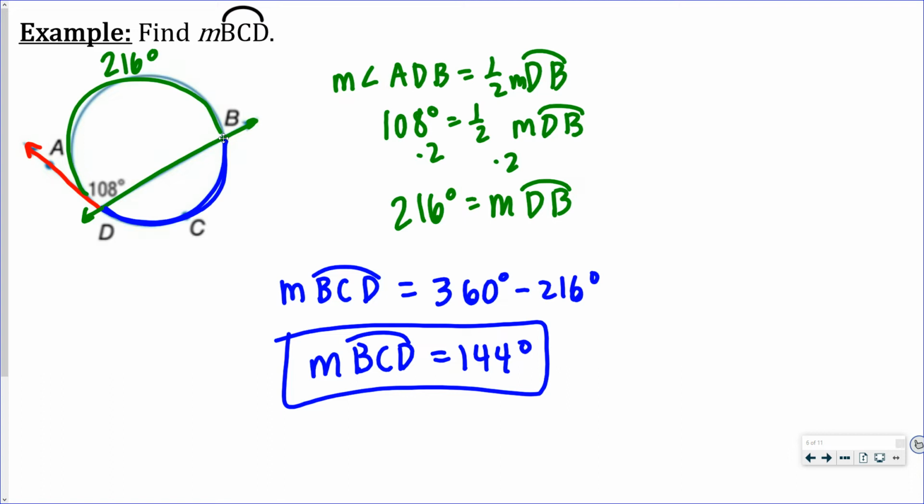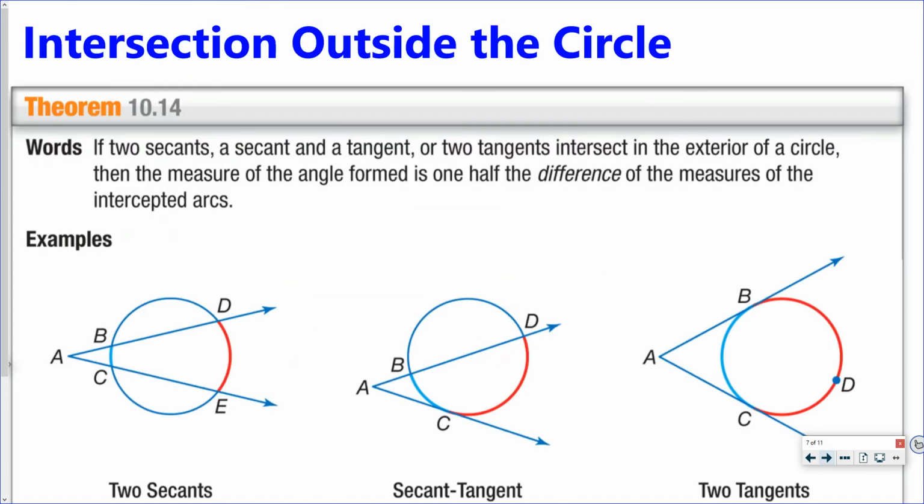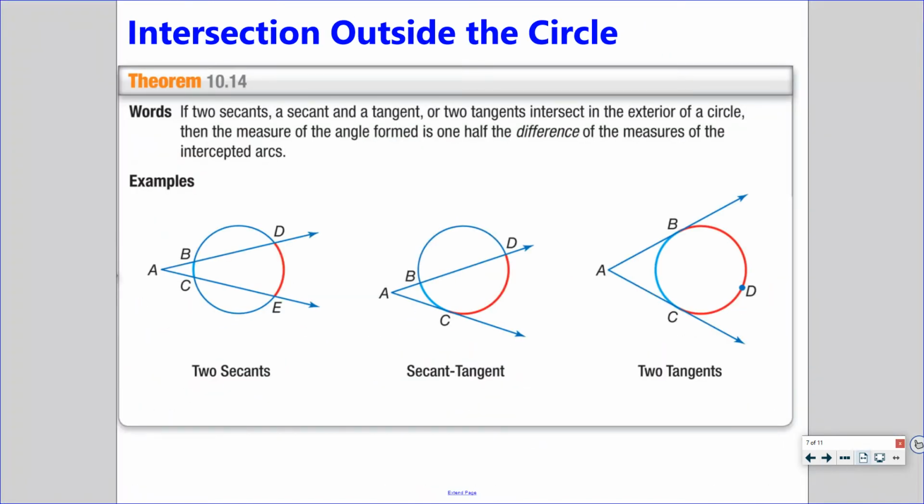Last rule. This one's fun too. They're all fun. Have you guys ever learned something here that's not fun? I don't think so. Something about triangles.